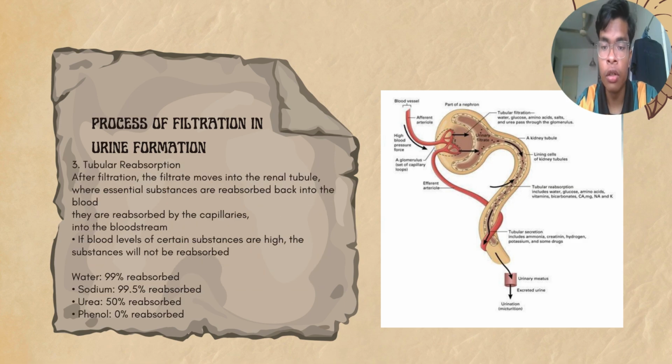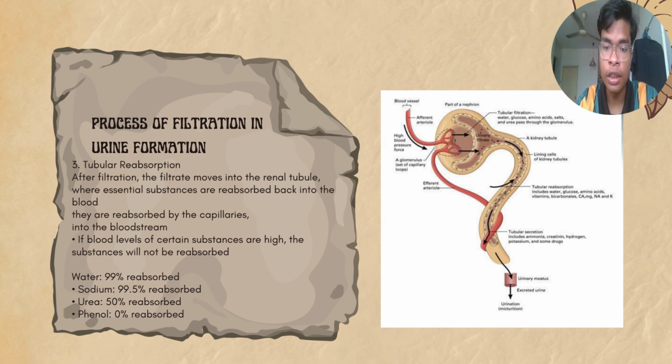Now, moving on to tubular reabsorption. After filtration, the filtrate moves into the renal tubule, where essential substances are reabsorbed back into the blood. They are reabsorbed by the capillaries into the bloodstream. If blood levels of certain substances are high, the substances will not be reabsorbed.